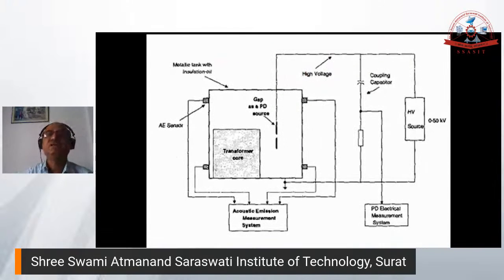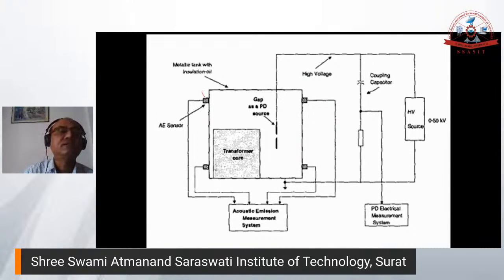So this is a typical diagram given for how the measurement is done. Here you can see that this is the transformer core, and here a gap is provided, and the acoustic sensor. This is a complete model of a transformer tank which is filled with transformer oil, and a PD source is created, and an acoustic sensor is put over here.